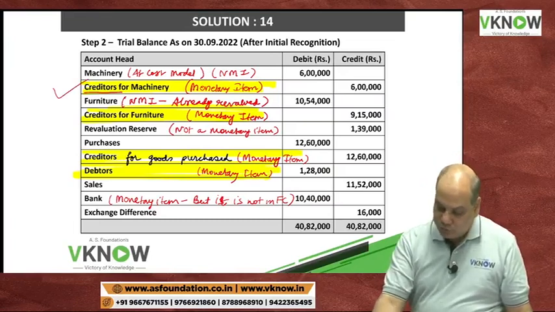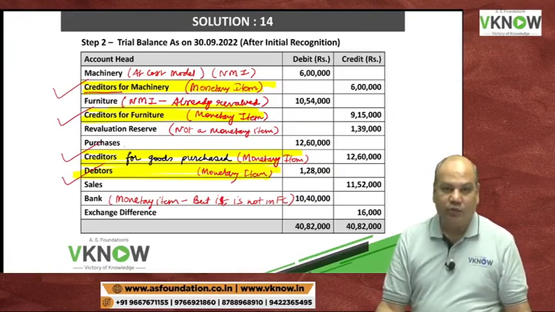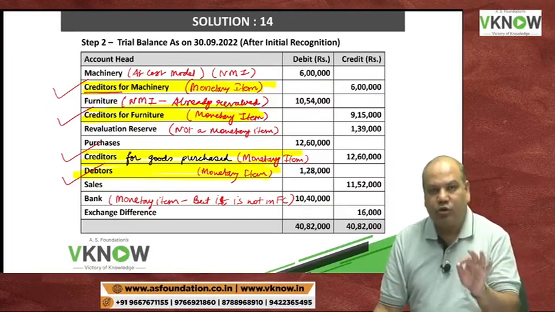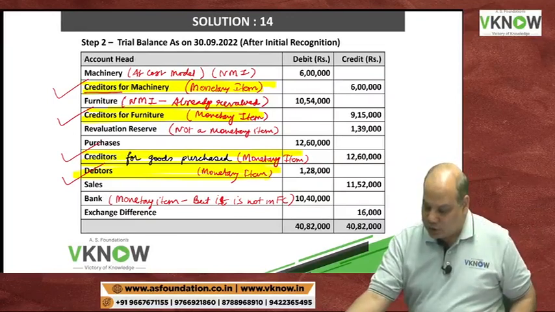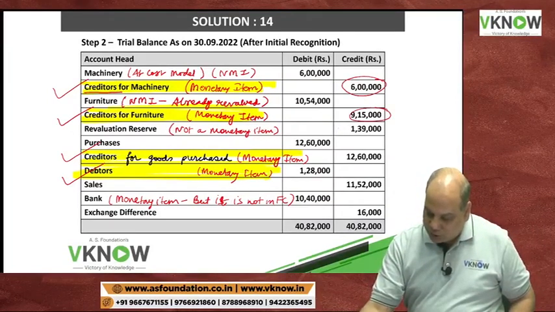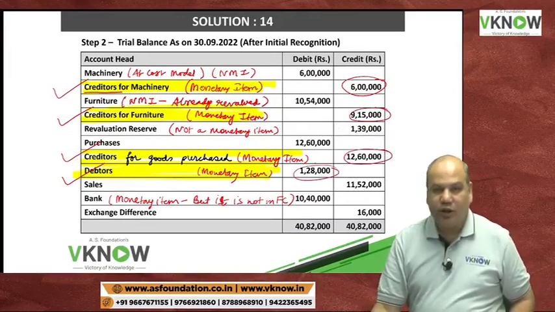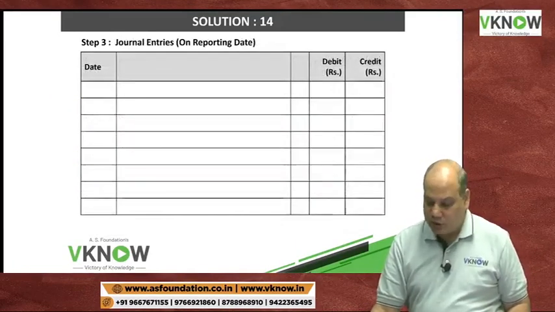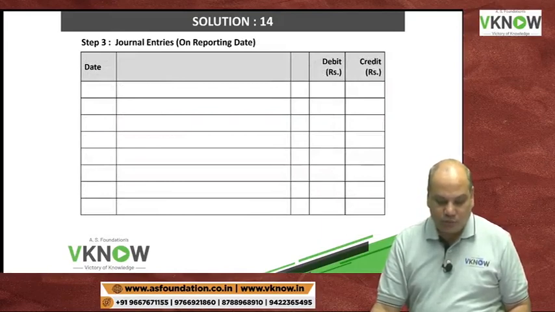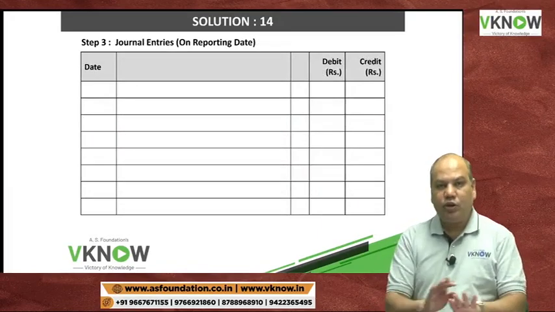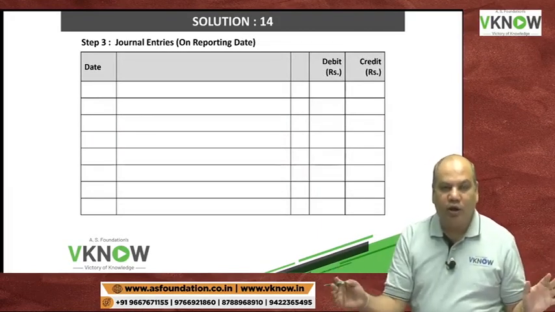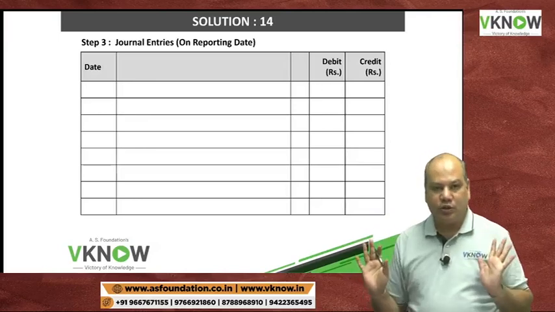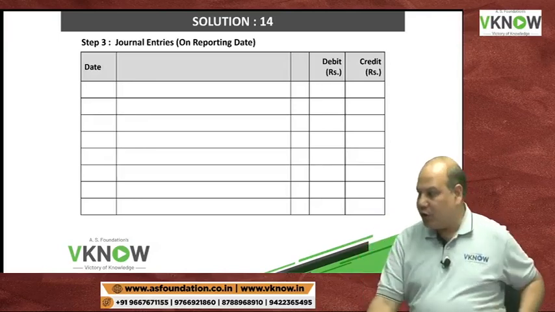So what I am going to do, I am going to pass four more entries and bring these four foreign currency monetary items to closing rate. They are denominated in dollar. Closing dollar rate has changed. So now the student will write step number 3, journal entries on reporting date. Very interesting question, but this gives you a very good idea how in India the companies do accounting of transactions in foreign currency. Okay, so journal entry on reporting date.